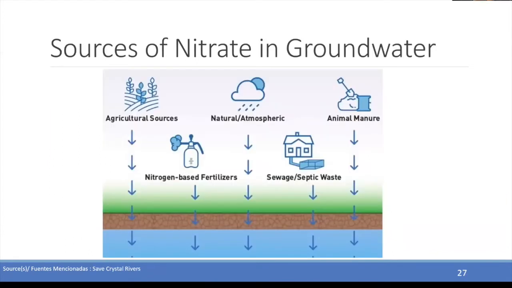So we're now on slide 27, which illustrates sources of nitrate found in groundwater. These include agricultural sources, nitrogen-based fertilizers, which can also be used on homes and yards. There's also natural atmospheric nitrogen from lightning, sewage or septic waste, and animal manure, which can all allow nitrate to enter into the groundwater aquifer.